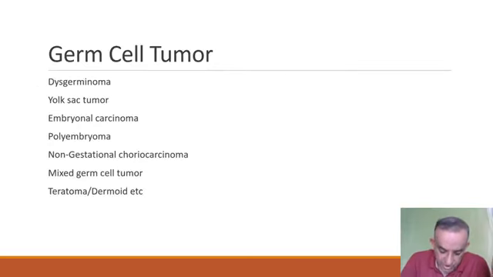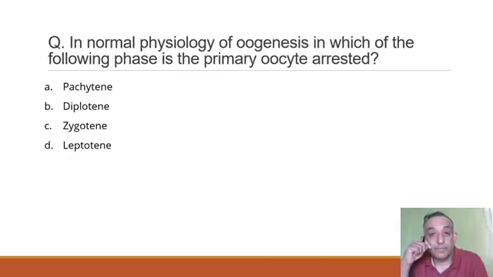All right, guys. Germ cell tumors, this is the list which I've given you: dysgerminoma, yolk sac tumor, embryonal carcinoma, polyembryoma, then non-gestational choriocarcinoma, mixed germ cell tumor, and the dermoid tumor.